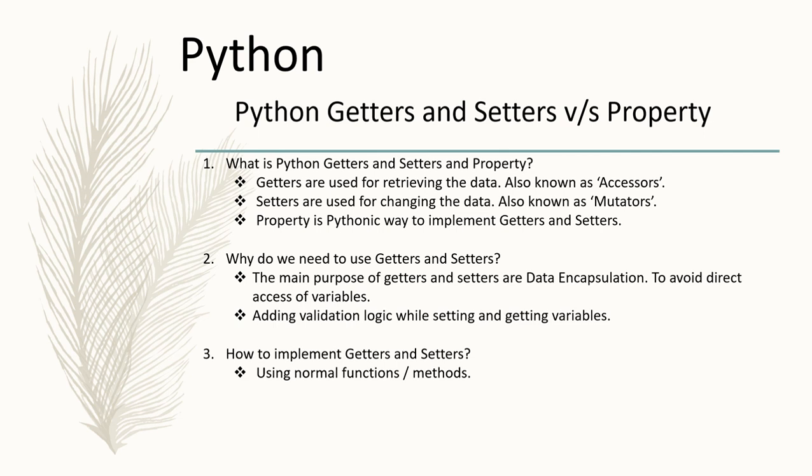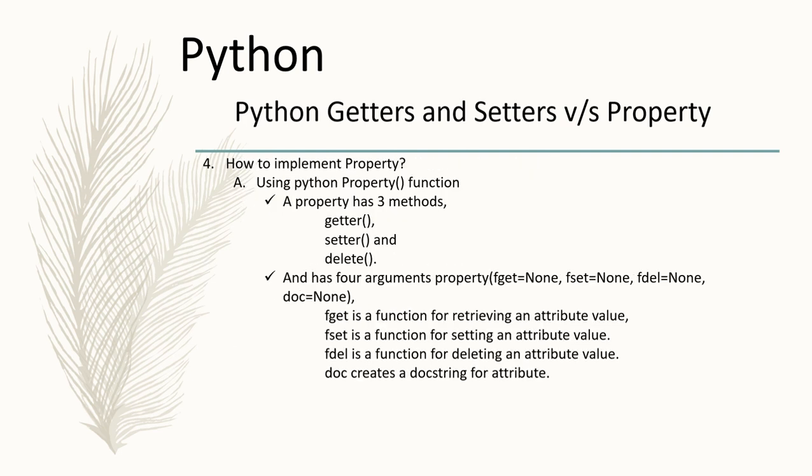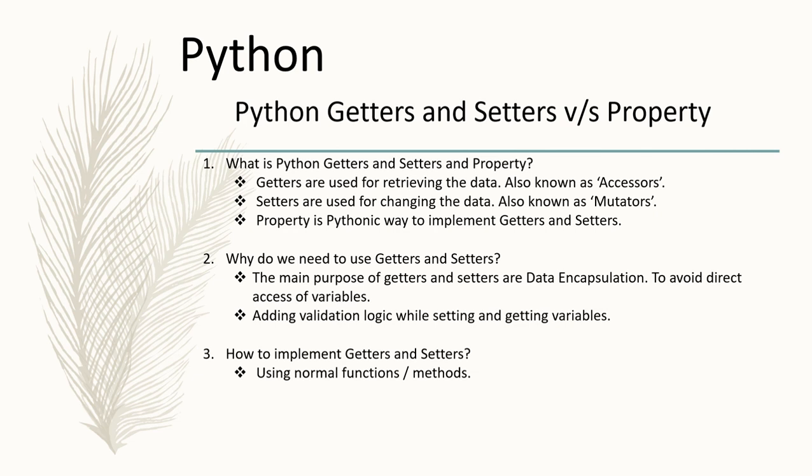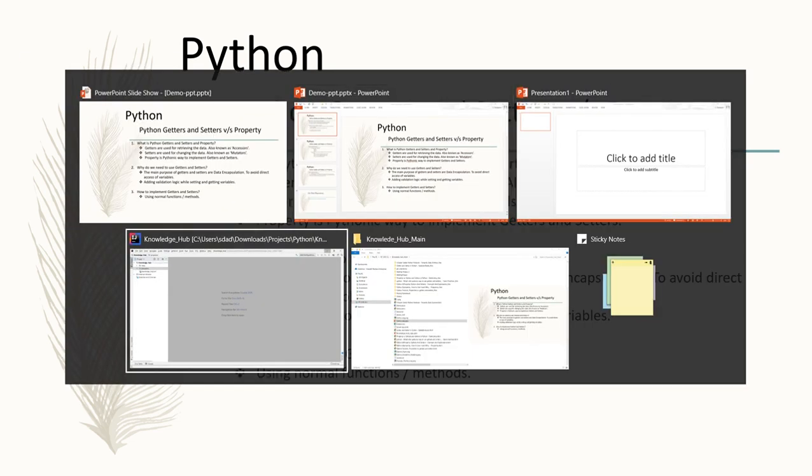Afterward, we are going to learn how to implement getters and setters. Next, how to implement property. There are two ways to implement property. One is by using the property method, and the second one is by using a decorator, the Python @property decorator. We are going to learn each with an example. So let's go and start.